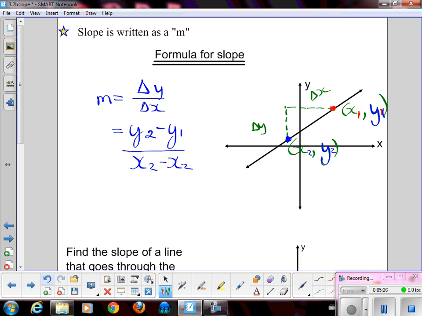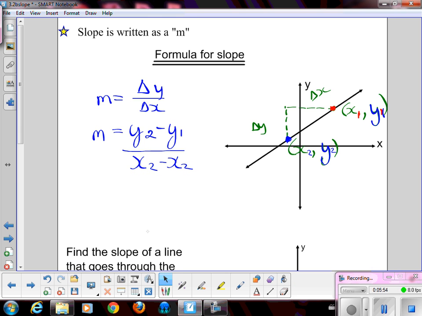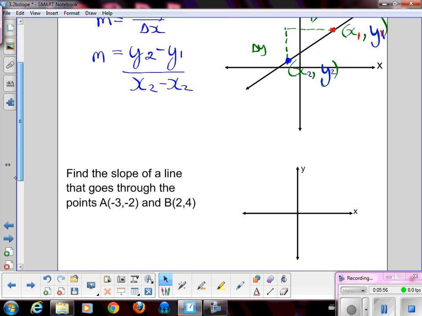So it has created now this formula of m equals y2 minus y1 over x2 minus x1. Okay, so it looks kind of like a monster, but it's just the changes of the y's over the changes of the x's. So let's take a look now, and what I'm going to do is I'm actually going to group that formula because we're going to be using it a lot. Okay, so I've grouped it so we can always go back and get it.